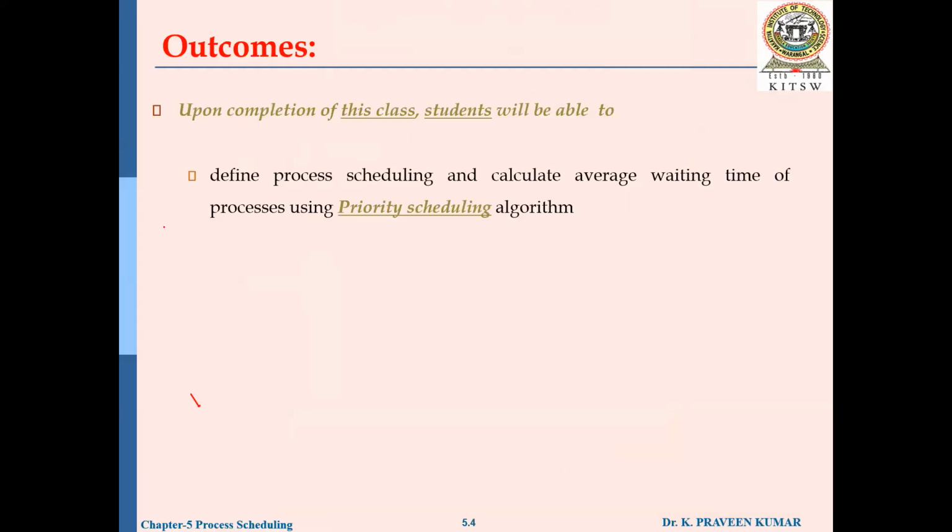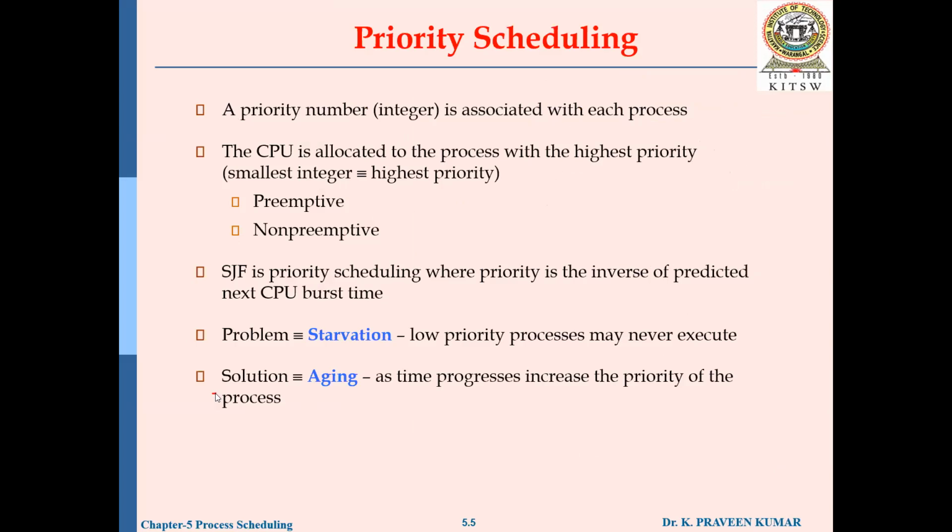So by the end of this lecture session, you will be able to define and apply the priority scheduling algorithm to find the average waiting times for the given processes. Priority scheduling algorithm, as the name itself tells you, is about priority. Priority is a number, an integer associated with each and every process. The CPU is allocated to the process with the highest priority.